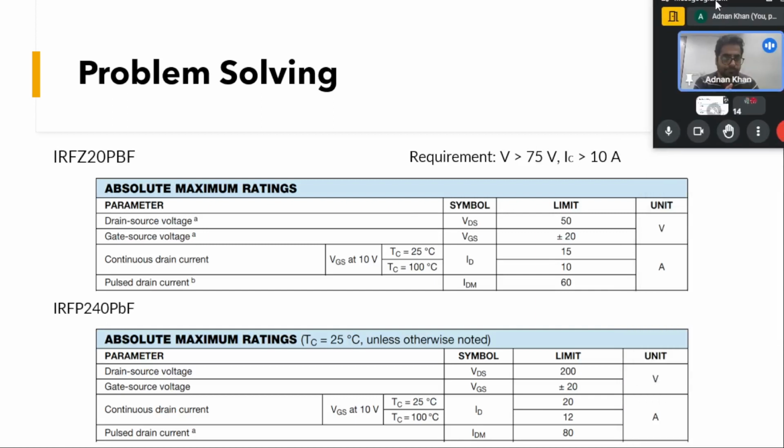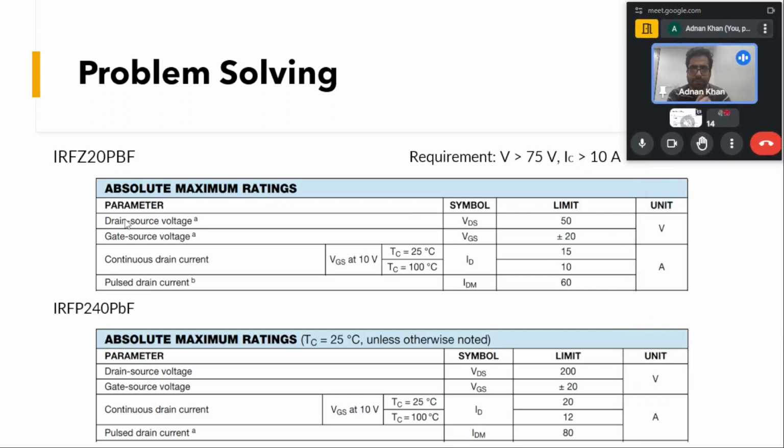First, coming to the MOSFETs. These are the data sheets of the two MOSFETs. The requirement is that voltage should be greater than 75 volts and current should be greater than 10 amps. If you look at the data sheet of the first MOSFET, you will see the drain source voltage limit is 50 volts. So this first MOSFET doesn't satisfy our voltage requirement of 75 volts. The continuous drain current at 25 degrees is 15, so it can satisfy our current requirement, but it is not satisfying our voltage requirement. So this is not the device.